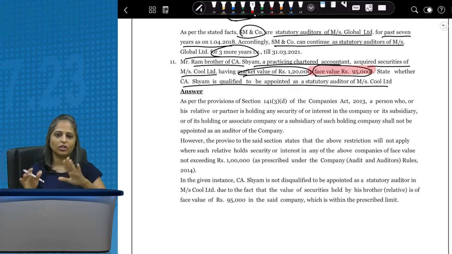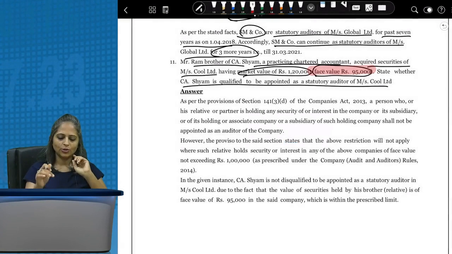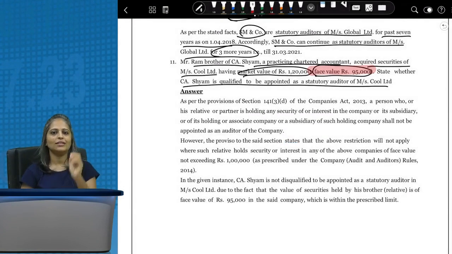What is important is that you have to consider the face value of the shares held by the relatives of the auditor. Here in this case, the relative of the auditor is holding face value worth rupees 95,000. What is the limit given under the Act? The Act says that the relative of the auditor can hold shares up to face value of rupees 1 lakh. Since he is holding 95,000, which is less than the prescribed limit of 1 lakh, Mr. Shyam can be appointed as the auditor of the company.